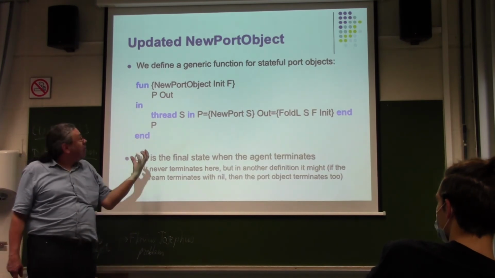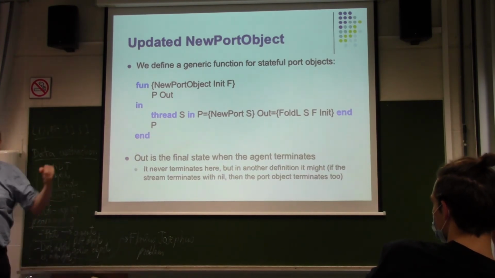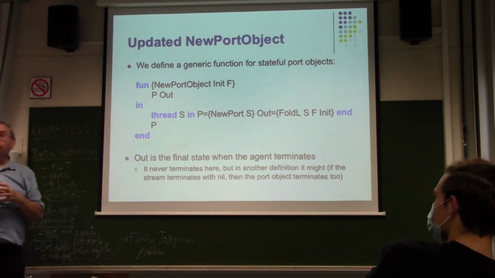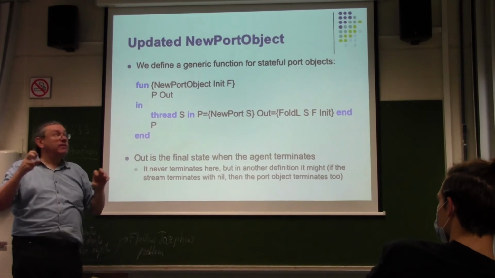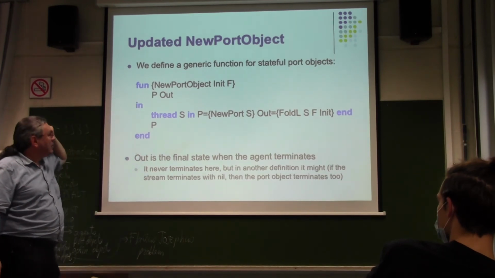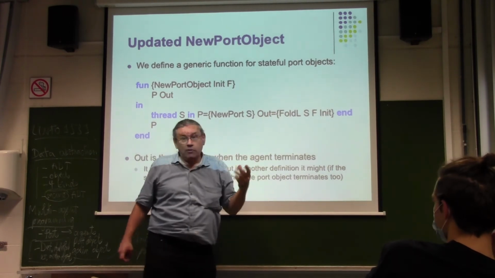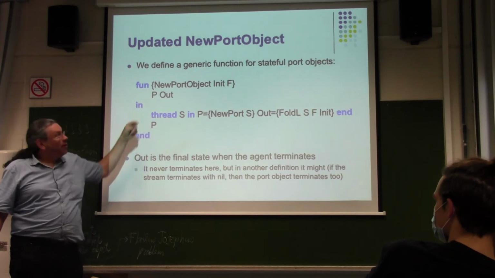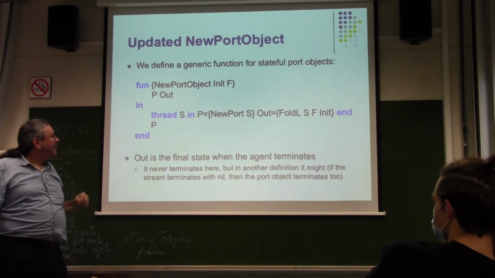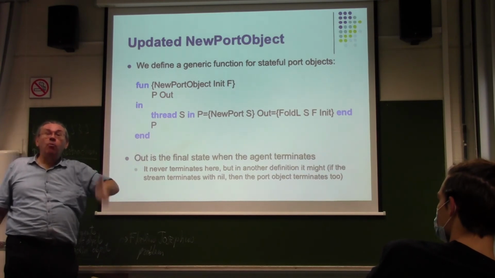So you can see I'm combining a thread, a port, and a fold. Together they make a port object. It's interesting to see how you can combine these powerful concepts to build new things. This out, I put it here because the fold has an output, but it actually means something for port objects too. Assume that the port object could terminate.